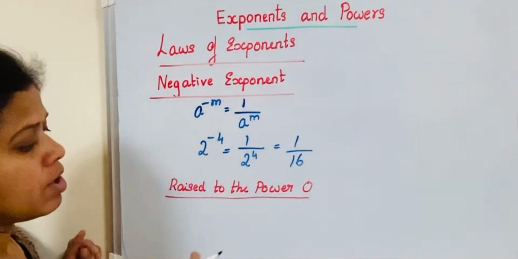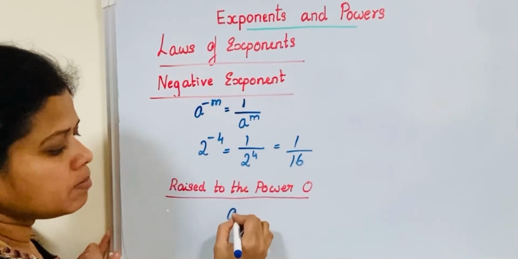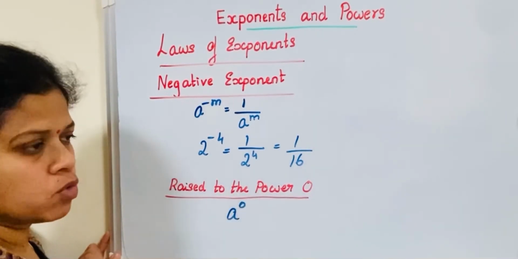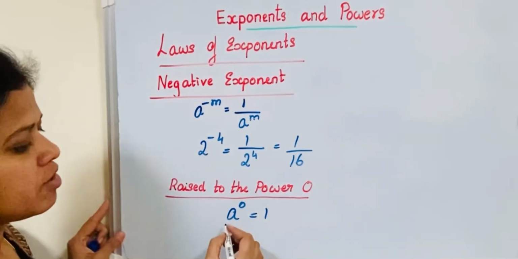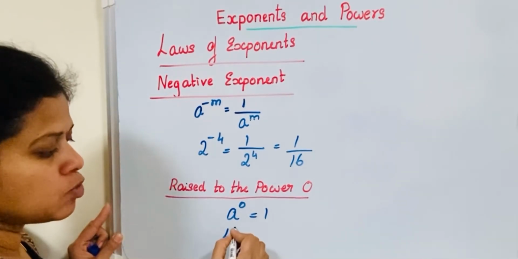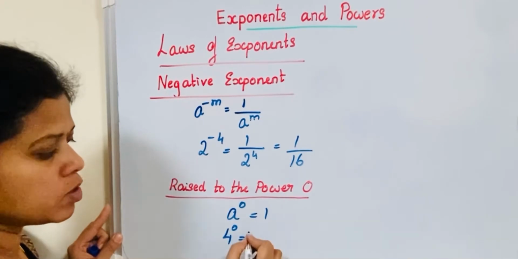Then the next law: if any base is raised to the power 0, then this is equal to 1. The result is always 1. Any number raised to the power 0 is always equal to 1.